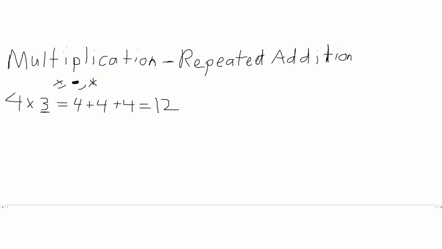Multiplication has a couple of similarities with addition. For example, both addition and multiplication have a commutative property, which just means that just like how 4 plus 3 in addition equals 3 plus 4, 4 times 3 in multiplication is the same as 3 times 4.